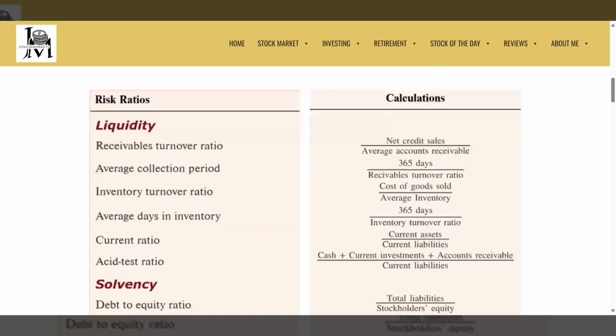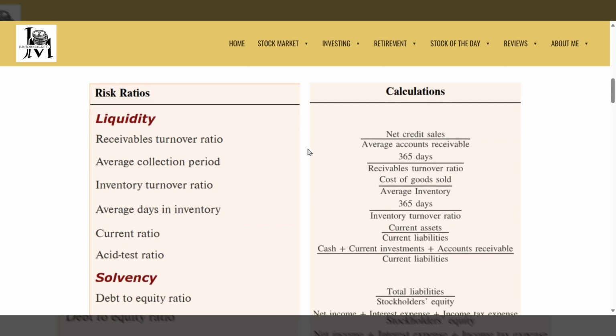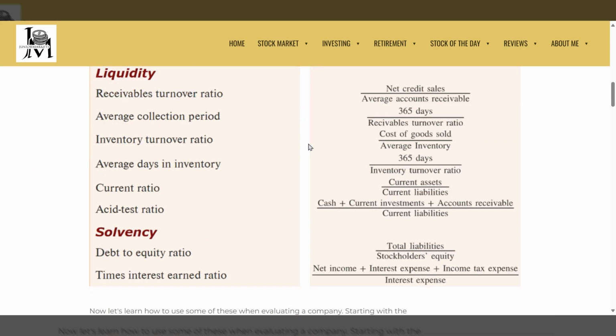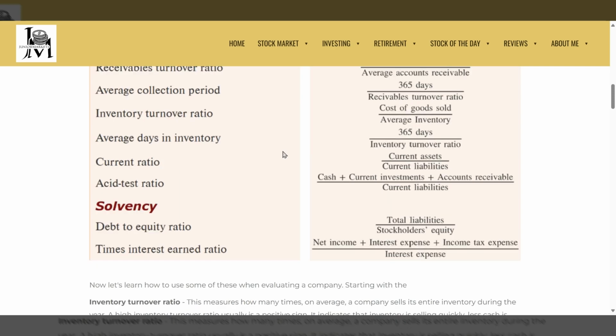So operating cash flow ratio is the operating cash flow, which you can just find on a balance sheet or an income statement, and then divided by current liabilities. And it measures how well current liabilities are covered by cash flows generated from operations. Now, obviously, cash flow from operations is one of the most important things for a business.